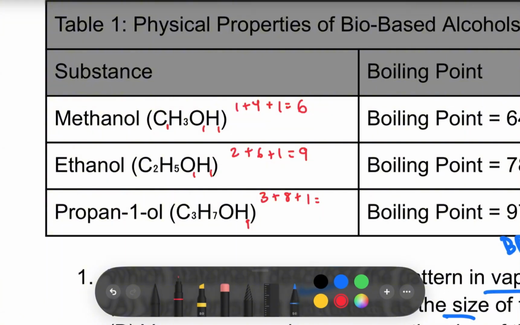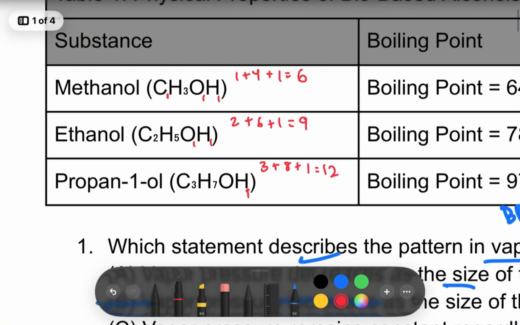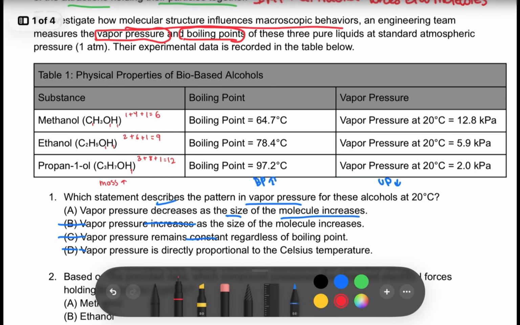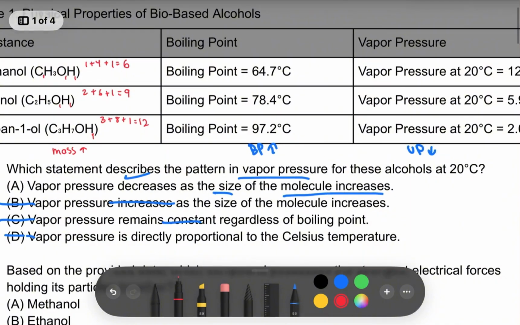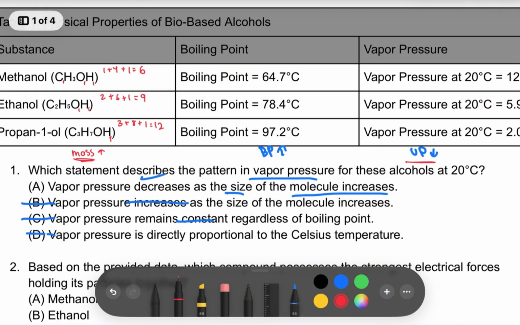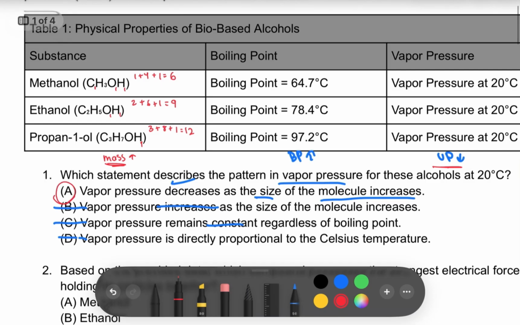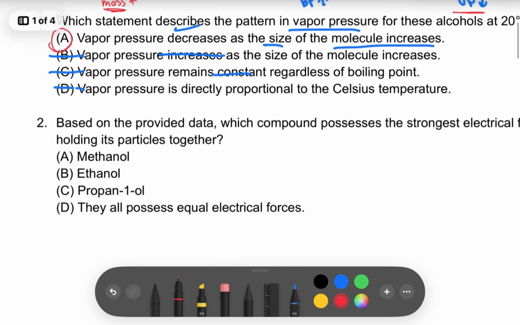So we have 8, 9, 10, 11, and 12. So we can see that the mass is increasing as we go down the column. So if we were to look at the relationship, the vapor pressure decreases, yes, as the size of the molecule increases. And that is also true. So A would be your answer. Now we have the next question.